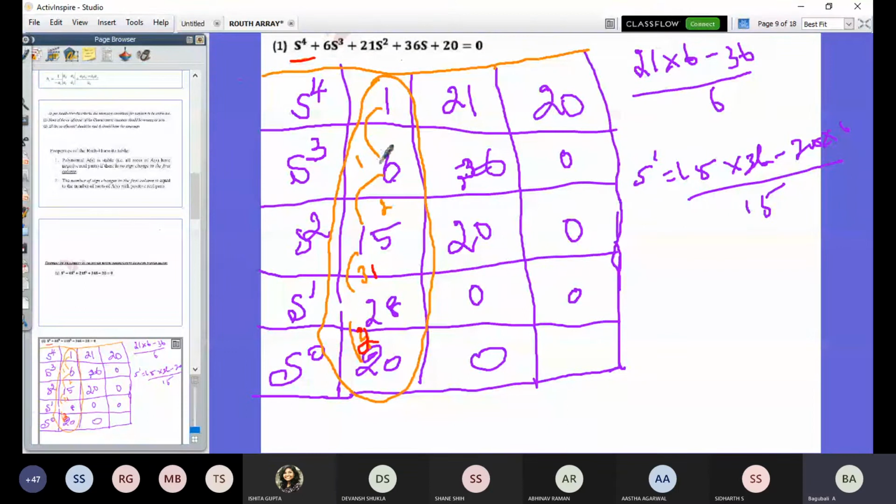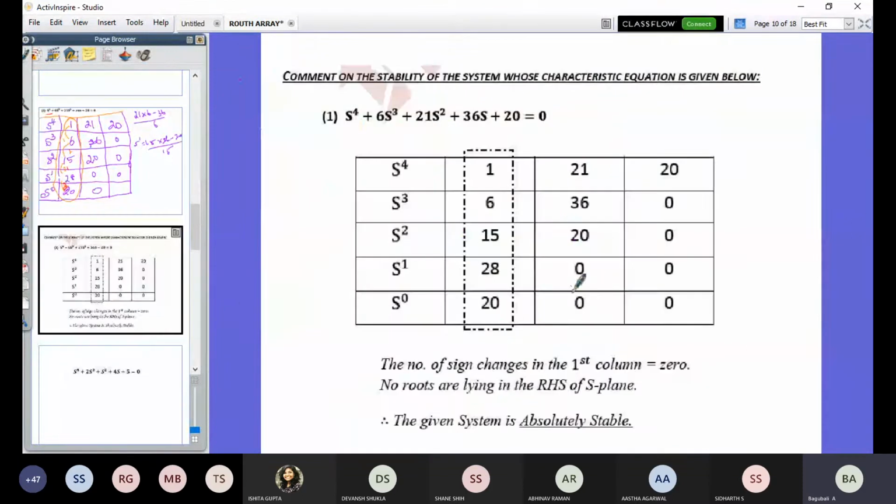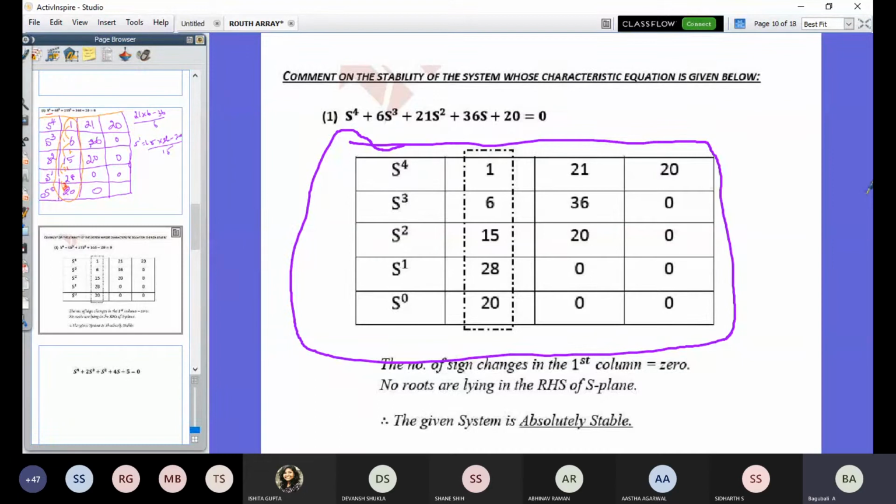For this problem, there is no sign change. All 4 roots are located in the left half of the S plane. You can see the conclusion. Is it the same value we have in the Routh array? The Routh array and what we constructed, both are the same? Yes, sir. The number of sign changes in the first column is equal to 0. No roots are lying in the right half of the S plane. The given system is an absolutely stable system. Is the conclusion clear? Yes, sir.